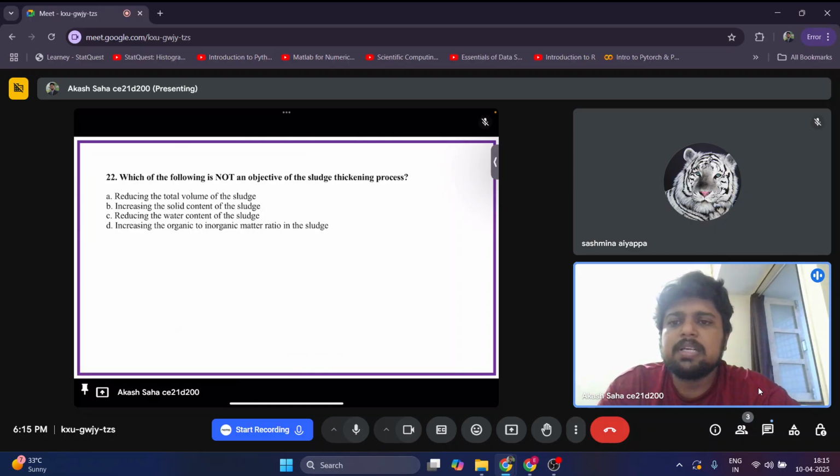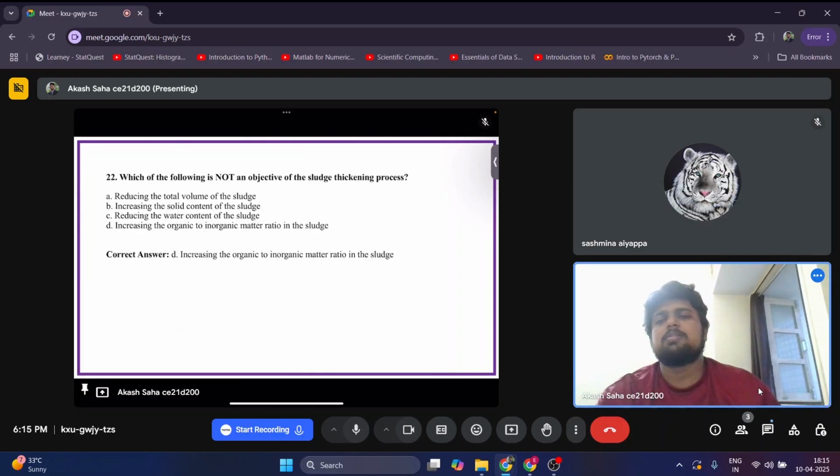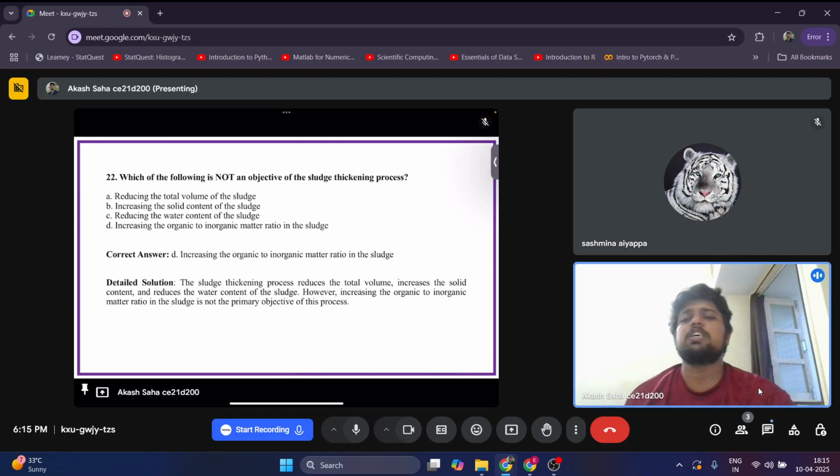Increasing the solid content is a part of the sludge thickening process. Also, in order to increase the solid content, we have to reduce the water content, and overall we will reduce the volume. But the organic to inorganic matter ratio will not increase. That is not the objective of the sludge thickening process. However, increasing the organic to inorganic ratio in the sludge is not the primary objective of the process.